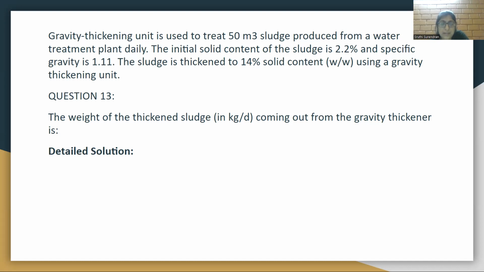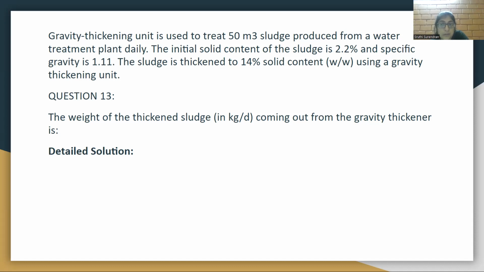So this problem is basically nothing but first we need to convert the 50 meter cube to the liter value. That is giving us the volume of the sludge. The 2.2% is giving us the volume of the solids by volume of the sludge percentage. 2.2% is equal to the volume of the solid divided by the volume of the sludge. So when we multiply 50 into this percentage value, we will get the volume of the solid.